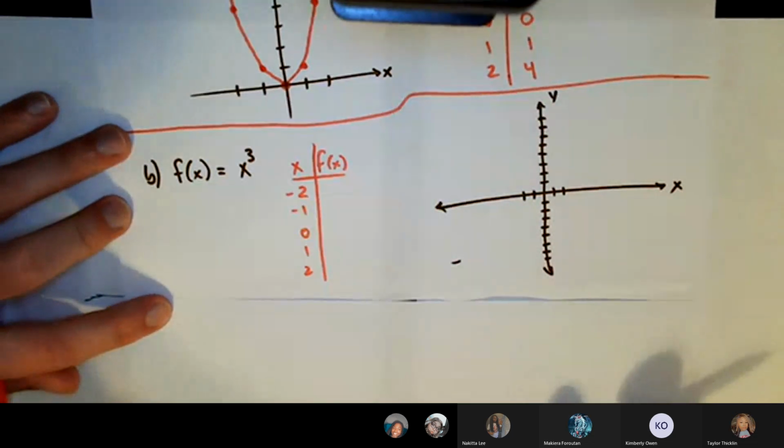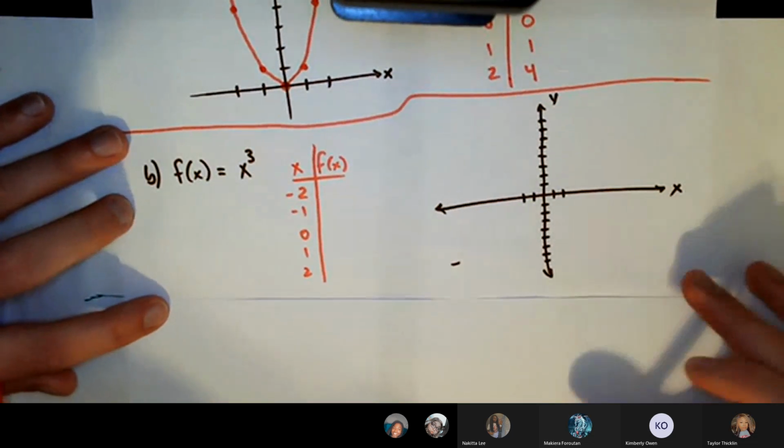All right. Let's see. How about Maya? What would -2 cubed be?